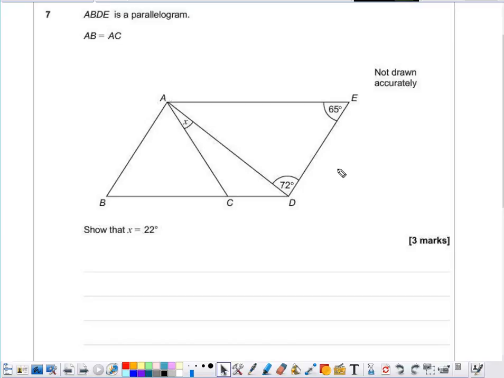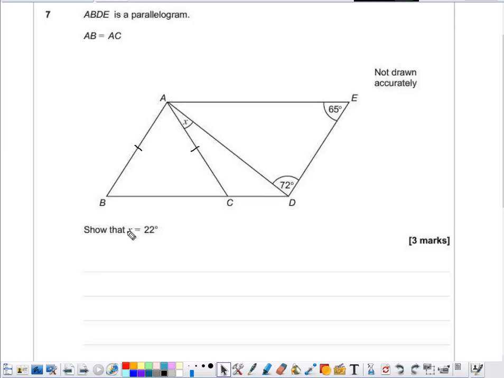Question 7. ABDE is a parallelogram. It's not drawn accurately, so don't get your protractors out at this stage. The facts that we're told are that AB equals AC, so we know that that line is equal to the length of AC. Now that immediately tells us what we've got here is an isosceles triangle, and that might be useful later on, so I'm just going to make a little mark to indicate that.